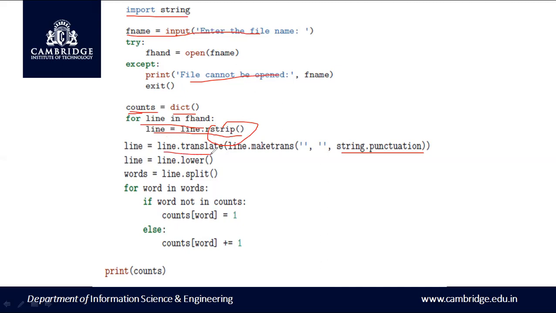So this is the very important part of this program. So line.translate. So here we have something called maketrans. So here you can see three parameters, right? Three arguments. So the first argument is the from string, and this is the to string, and this is the delete string. So this is the from, and this is to. So this second parameter is to, and this third parameter is delete.